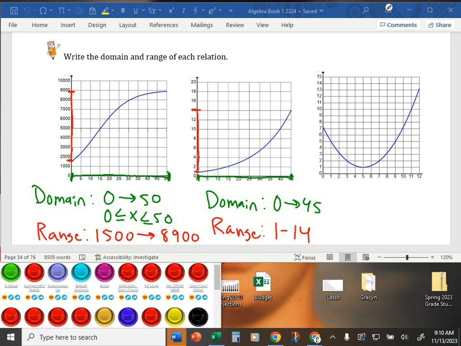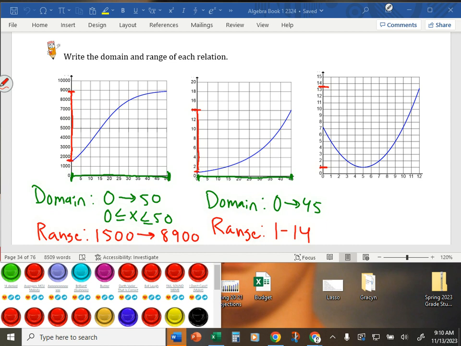Right? Now for the next one, even though it dips and goes back up for the range there, remember all you care about is what's the lowest value and what's the highest value. Right? Don't worry about what it does in between there. Your range wouldn't be like 7 to 1 to 13.